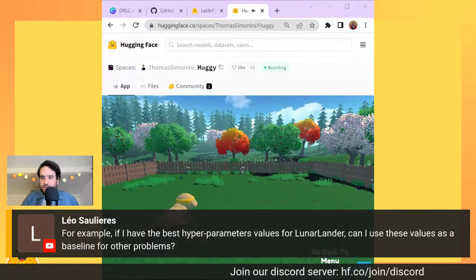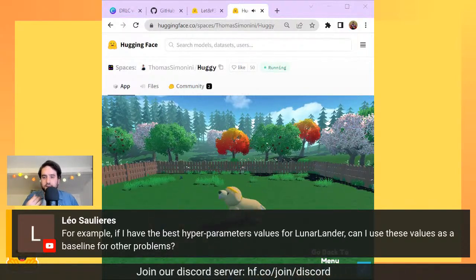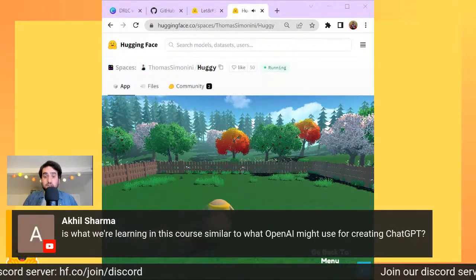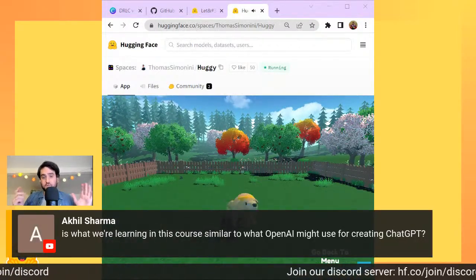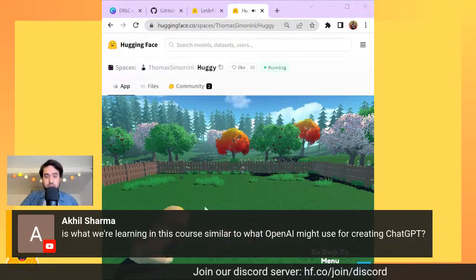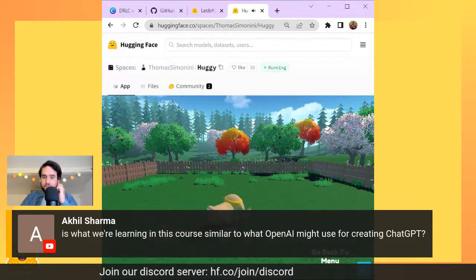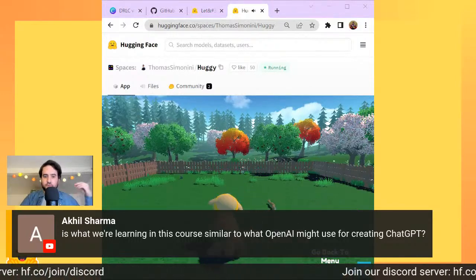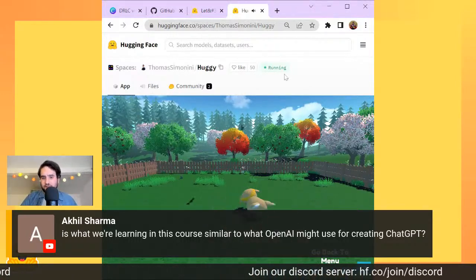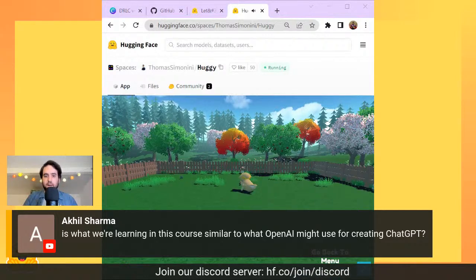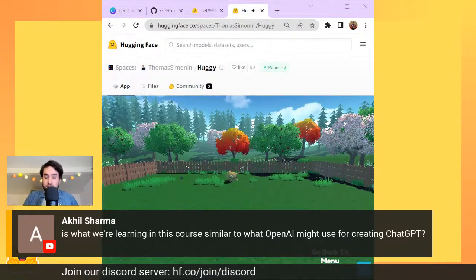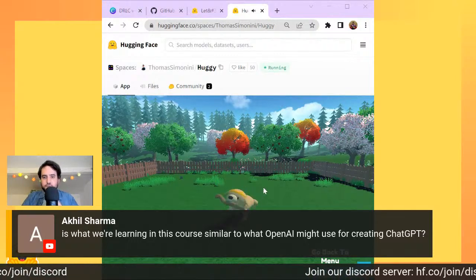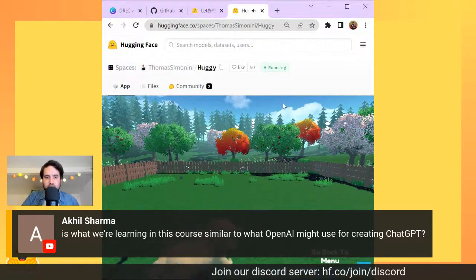Is what we're learning in this course similar to what OpenAI might use for creating ChatGPT? We're going to have a live next week about this question, because ChatGPT uses what we call reinforcement learning from human feedback. It's a technology where you train your language model with human feedback, like whether it was good or not, and it uses reinforcement learning to train it. We're going to have a live about that, and in the last unit of the course, we're going to have some resources about this subject.